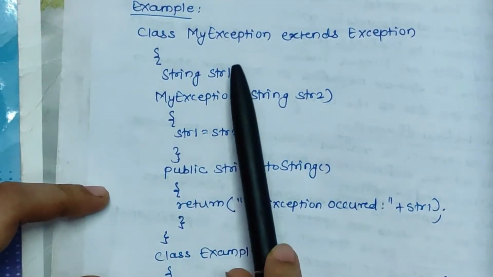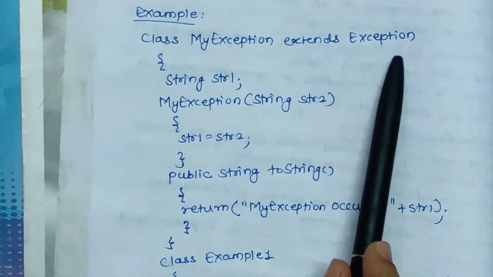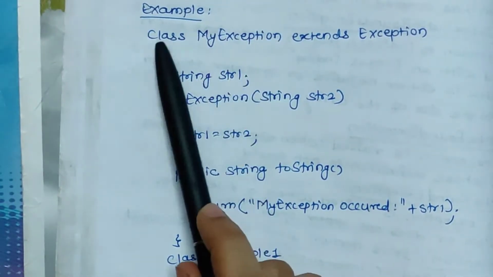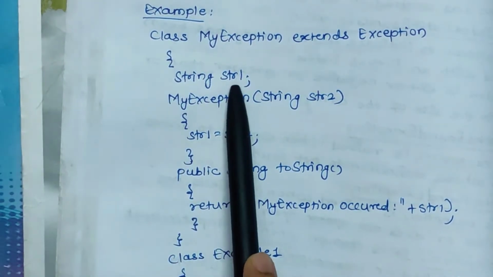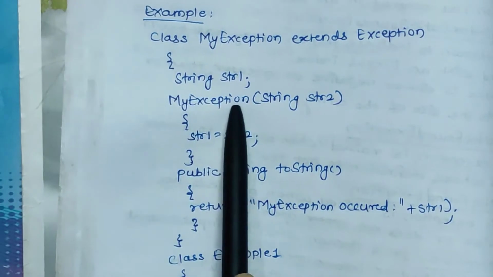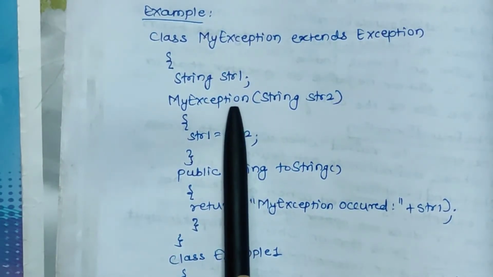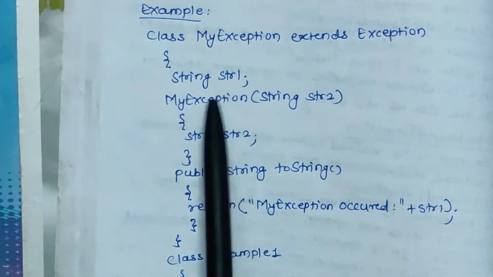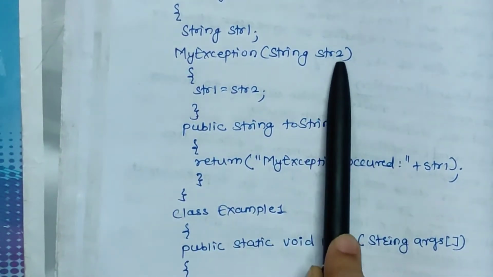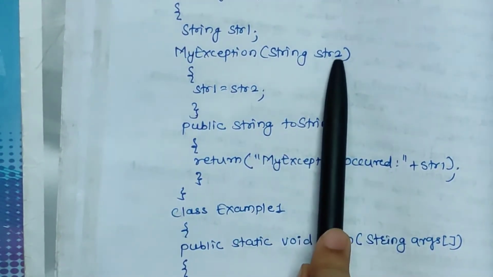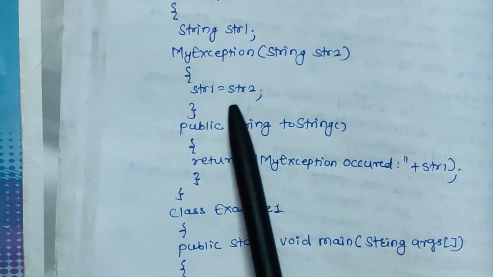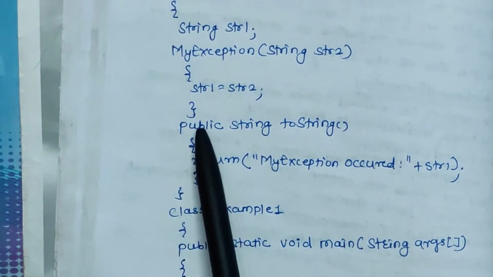The example is class MyException extends Exception. So we have given the name MyException to the class. Then we have defined a string here. Then in this MyException method, which is a constructor of this class, this is a parameterized constructor with a single parameter. We have defined string2 and string1, and we are copying the value of string2 into string1.